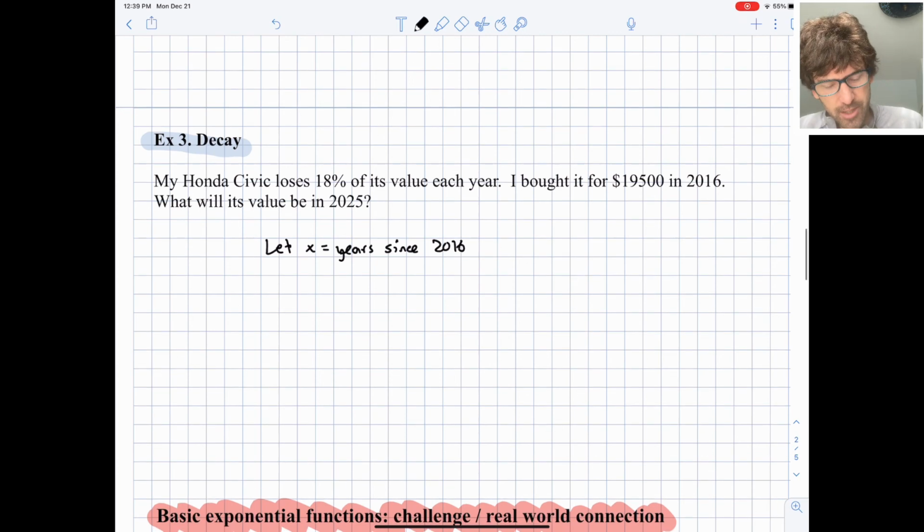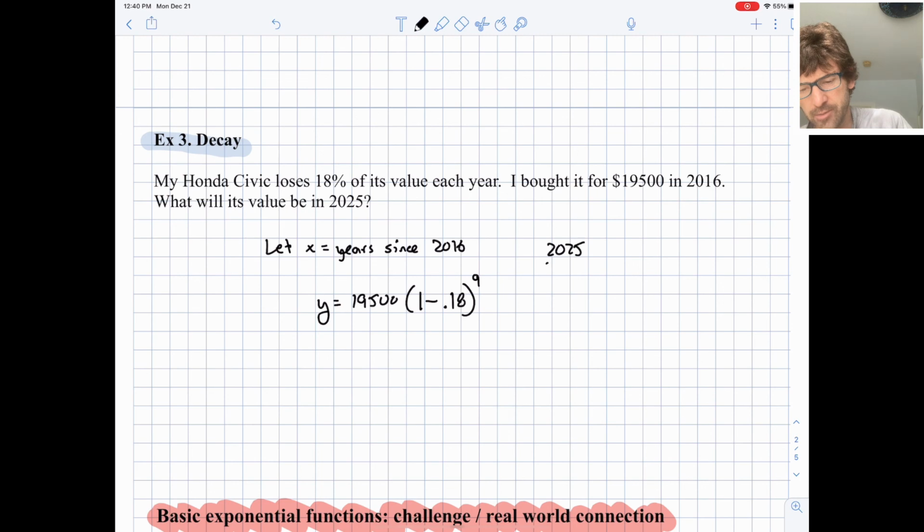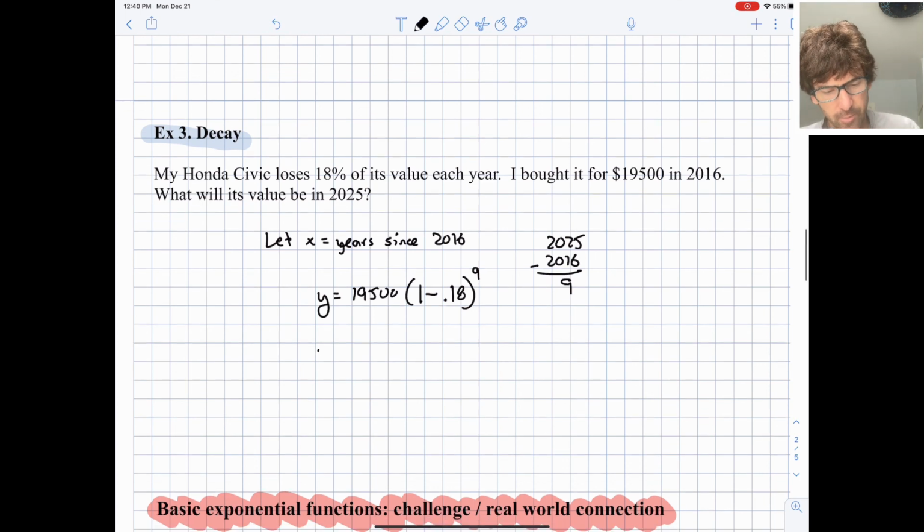So we can set up an equation. Y equals 19,500 is our starting amount, and we are losing 18% each year, and the years will be represented by x. Okay. We need to think about what we will plug in for x in this case, so I'll erase away the x, and we can actually plug in 9 years in here, because 2025 minus 2016 is 9 years have passed. Okay, so what we will be entering into our calculator is 19,500 times 0.82 to the 9th, 0.82 being a value less than 1, so we'll be dealing with exponential decay.